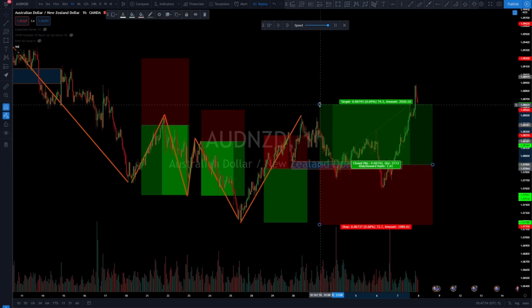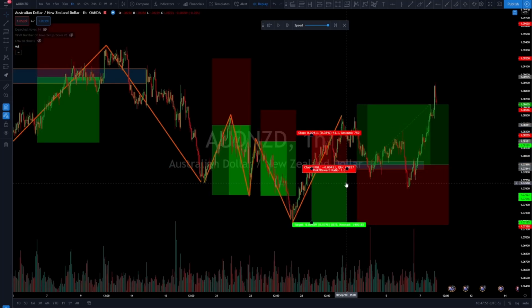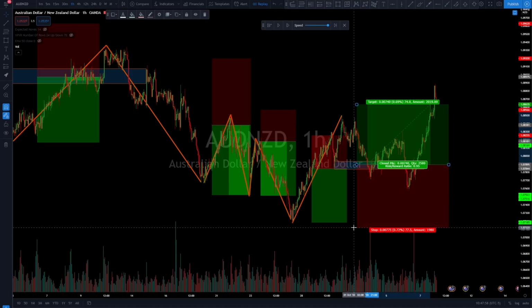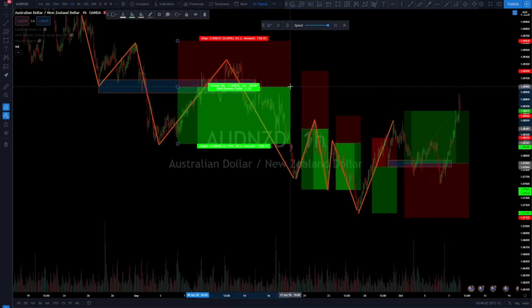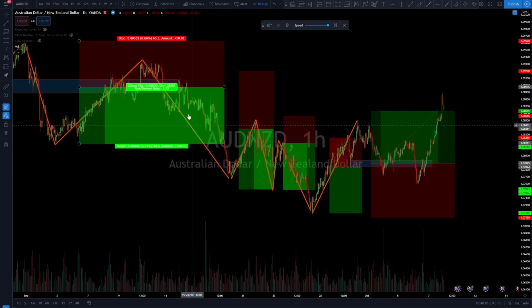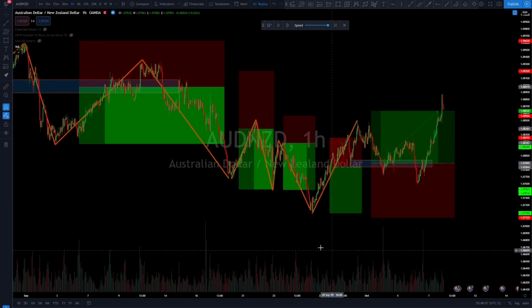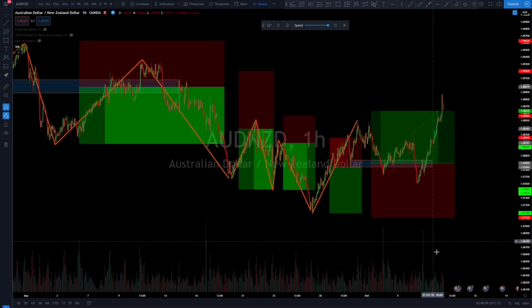So I think that proves the point pretty strongly, right? So let's just take a look at our trades here. Let me put that forward. Out of 1, 2, 3, 4, 5 trades, we got 1, 2, 3, 4 winners.